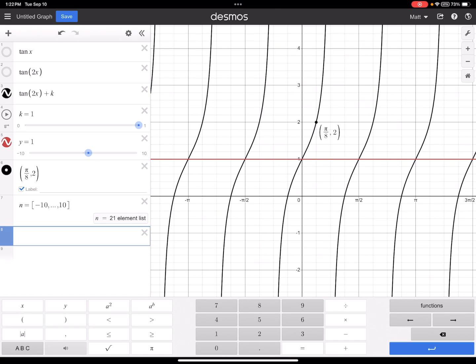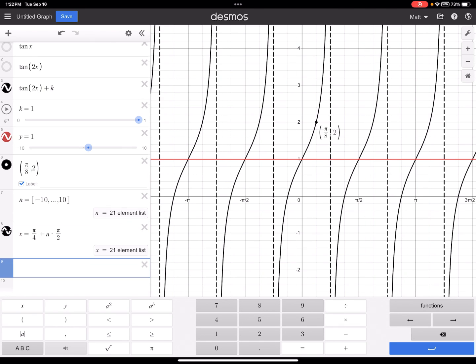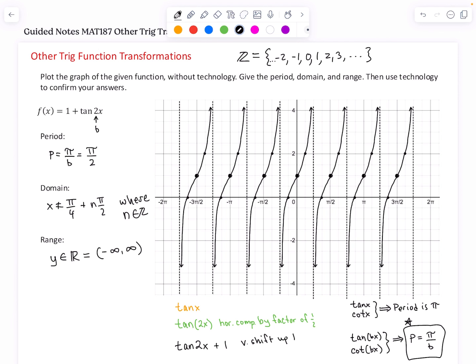Now we said our domain was x cannot be, and I will say x equals to make lines, pi fourths, which was one of our asymptotes, plus any multiple of the period, and the period is pi halves. So we can say n times the period, pi halves. And notice, this just made 21 vertical lines for us, all in the correct positions. Okay, let's go to the next problem.